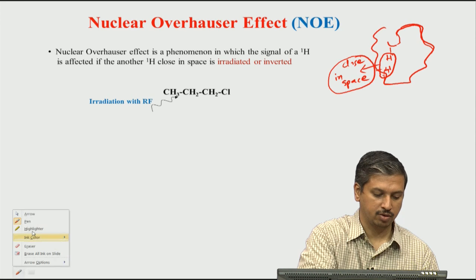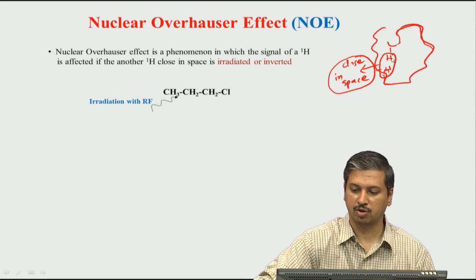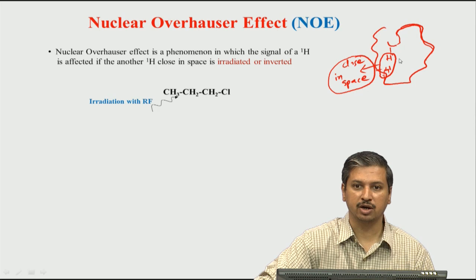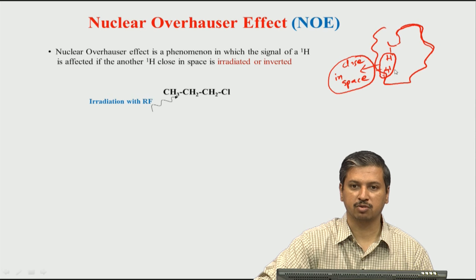So, in such a scenario, if I irradiate or disturb or perturb or invert, whatever I do with the population of one hydrogen atom, that perturbation or disturbance will be communicated to this hydrogen, or in other words, it will be interacting. So, this will now perturb this hydrogen also. Although we perturb only this hydrogen, this one also gets perturbed, or vice versa. If I disturb this hydrogen, this will be affected, because now they come very close in space.